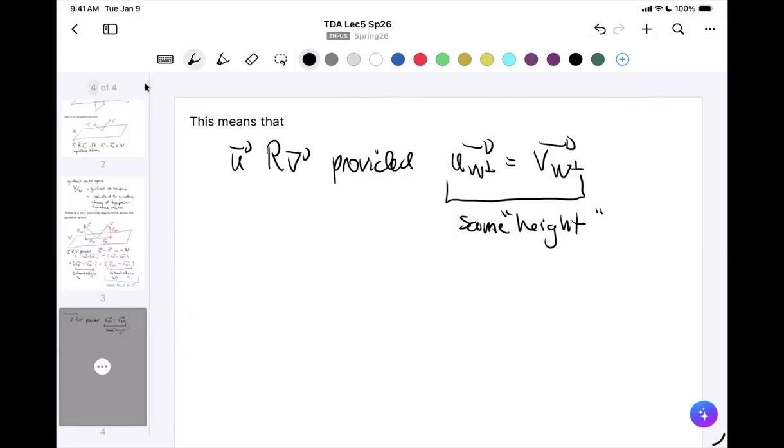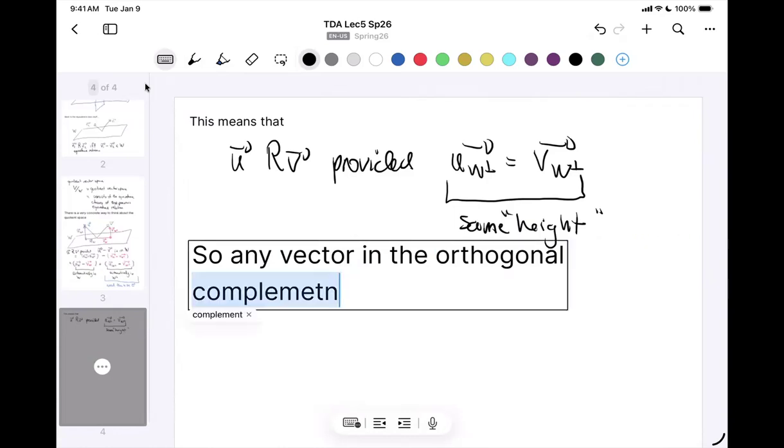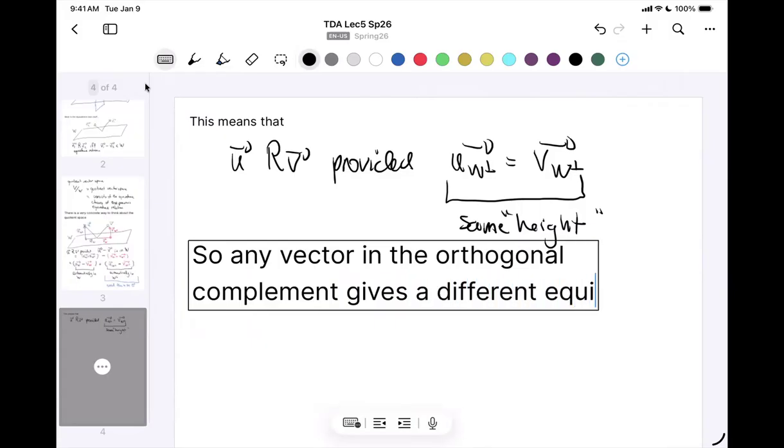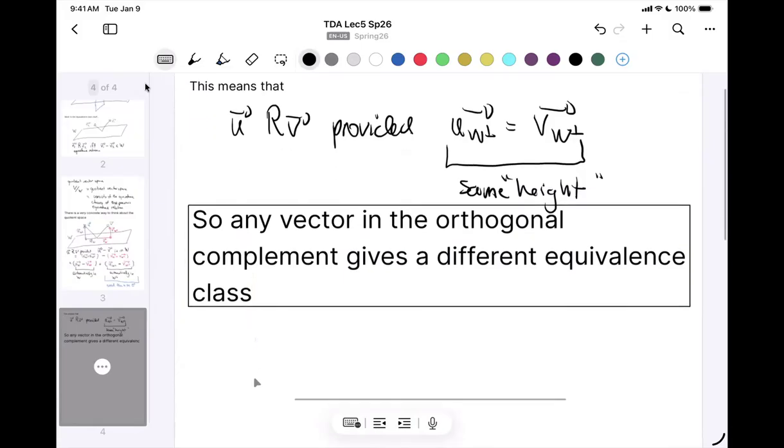So the idea is that any vector in the orthogonal complement would give you a different equivalence class. So any vector in the orthogonal complement gives a different equivalence class.